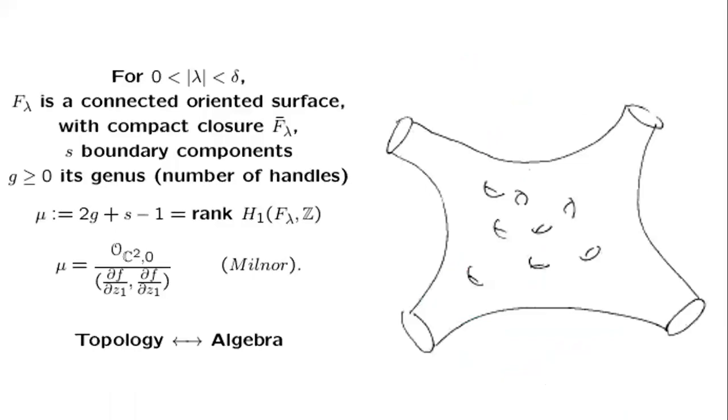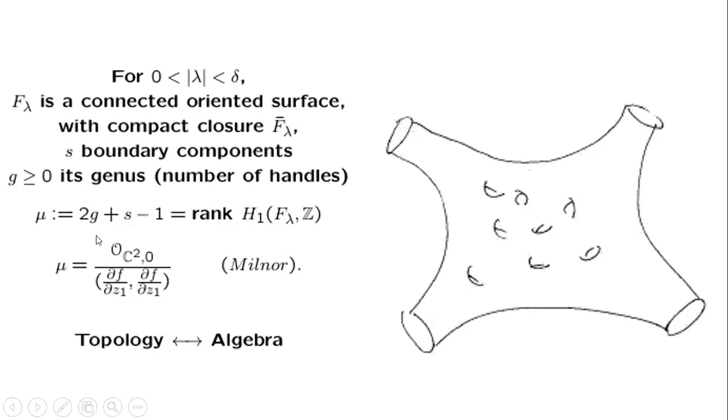in C2, in R4. Now, if we take a lambda, a small positive number, then the F lambda, where the function F is equal to lambda, is a connected oriented surface with compact closure. It has these S0 boundary components, and it has some positive genus, which is the number of handles. And we will be using that 2G plus S minus one is the rank of the first homology group of F lambda. I will say more about this, so we will be centering on this first homology group.